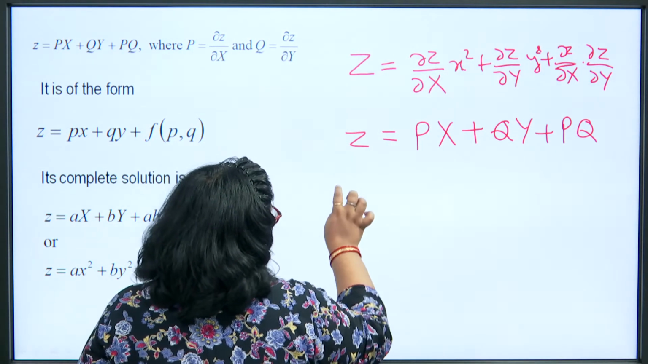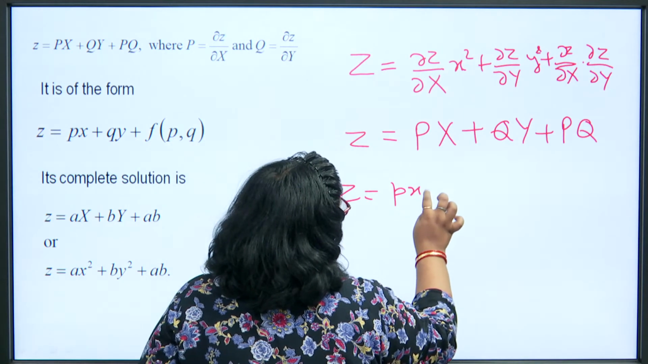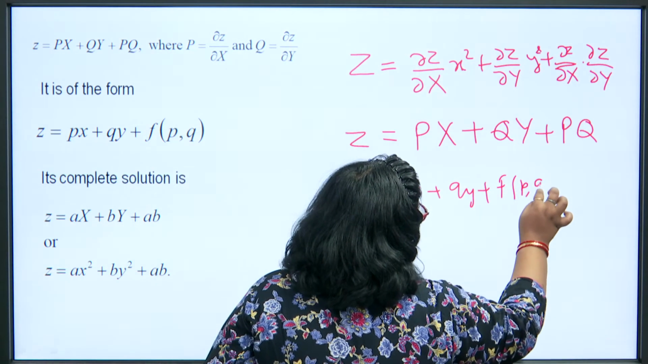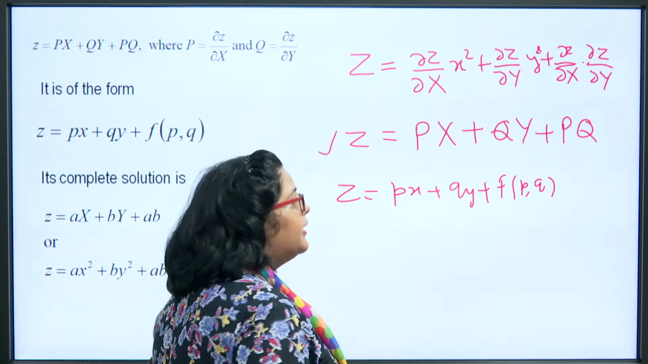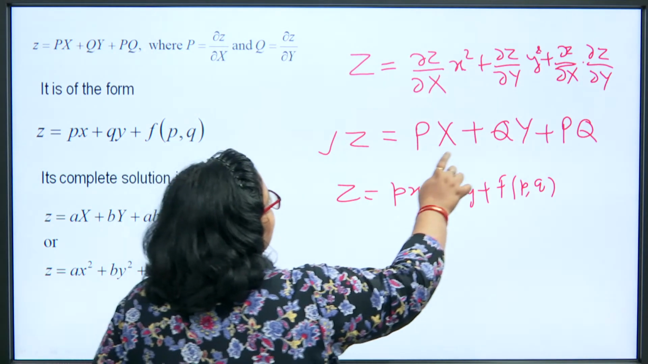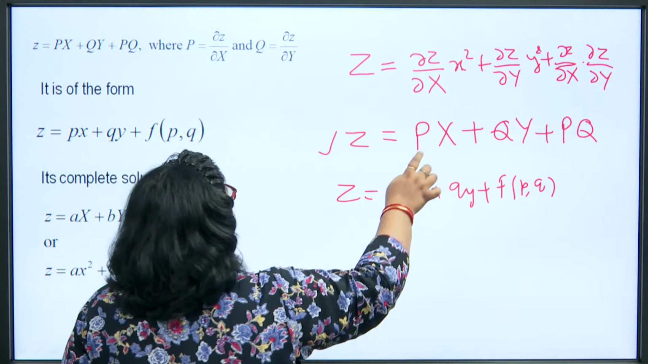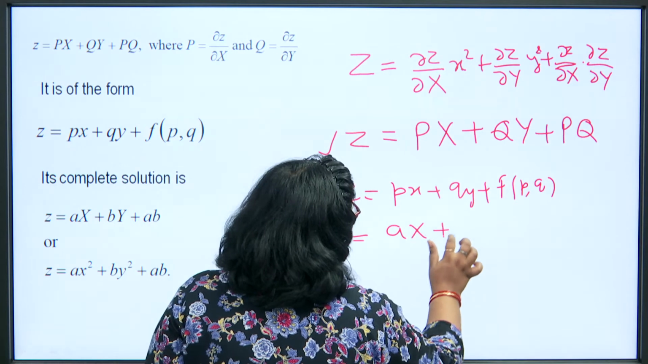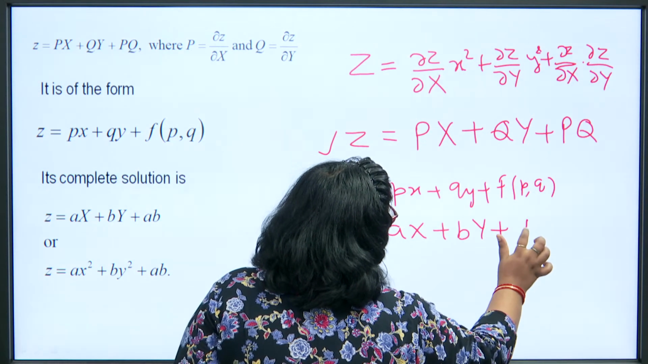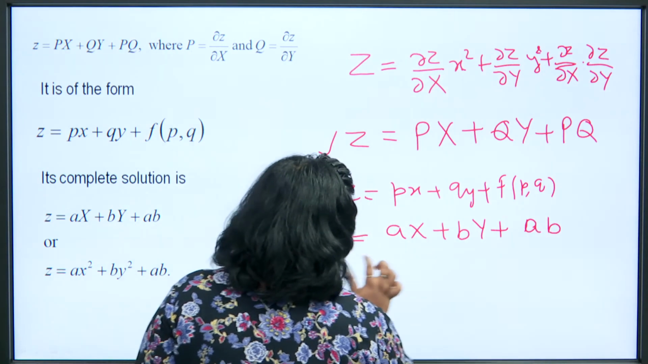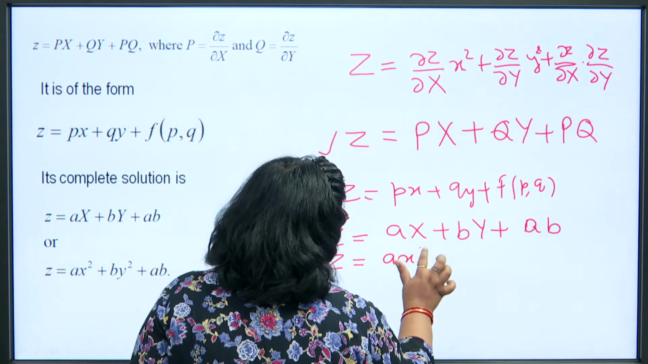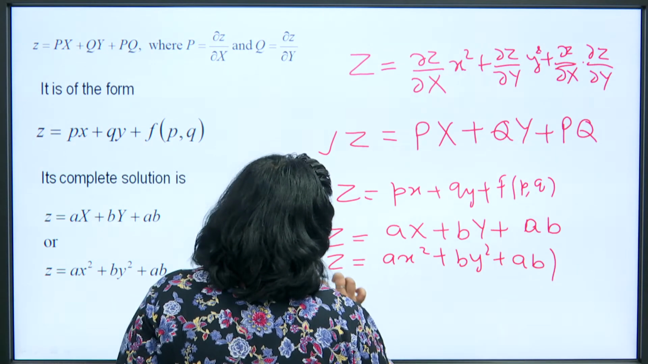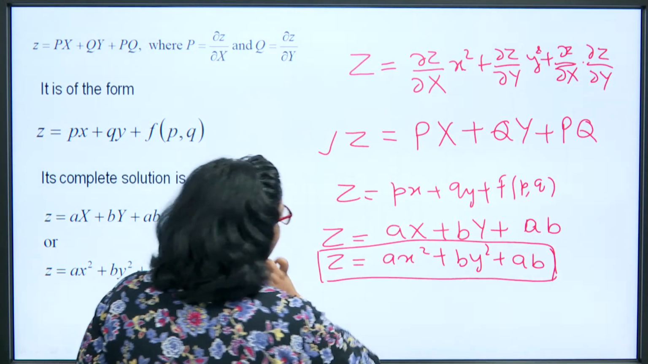And we know that type second is z = px + qy + f(p, q). So this equation is reduced to type second: z = px + qy + pq. So we can write the solution by putting a in place of p and b in place of q, giving z = ax + by + ab. This is the required solution of the given equation.